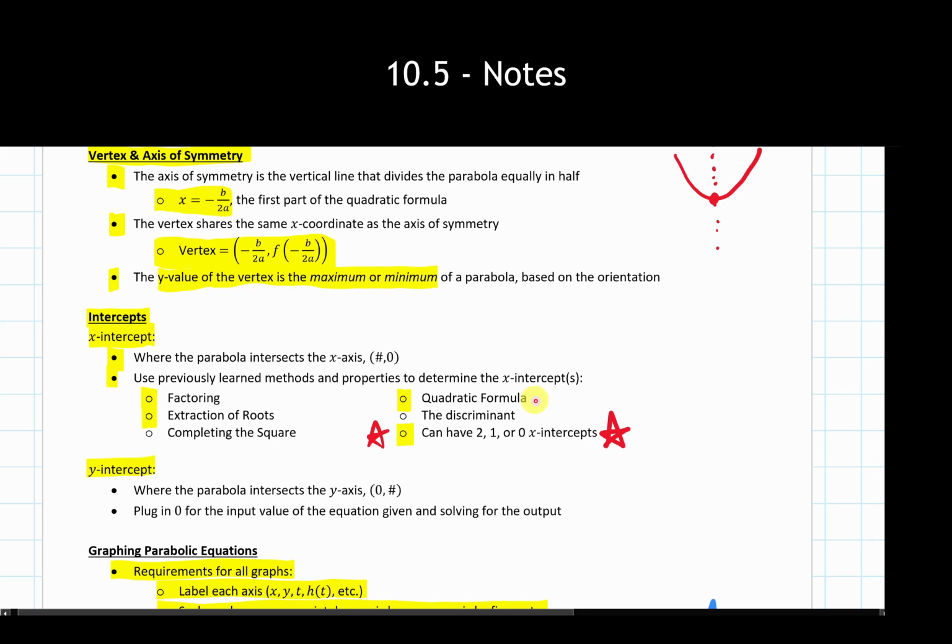The quadratic formula, again, is a very handy way of going through and determining if we will or will not have those. But these other methods could be faster in different scenarios, depending on the form that the question is given to us in.